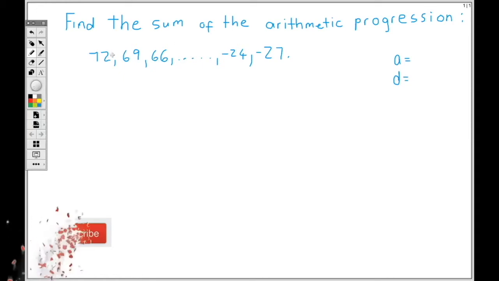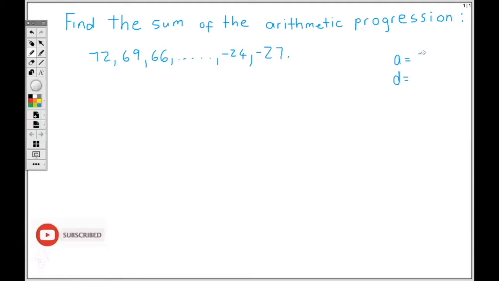The first term is the first value in the sequence, so the first term is 72. The common difference is what the sequence is going up or down by. In other words, what is it increasing or decreasing? But this sequence is decreasing. So looking at this, I can say that it is decreasing by 3, so it's -3.